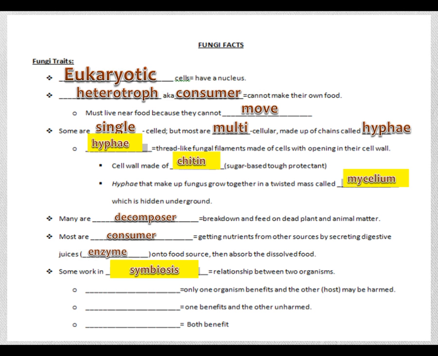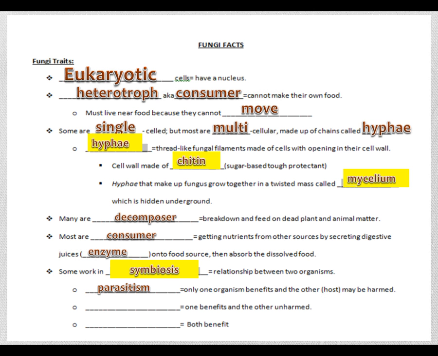All right. So, what type of symbiotic relationship is where only one benefits and the other one is actually harmed? Parasitism, yes. There we go. Parasitism. What is the one where one benefits and the other is unharmed? So nothing happens with the other. Commensalism. And where both benefit? Mutualism.